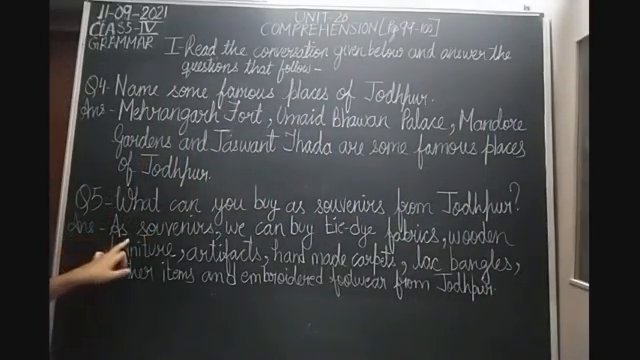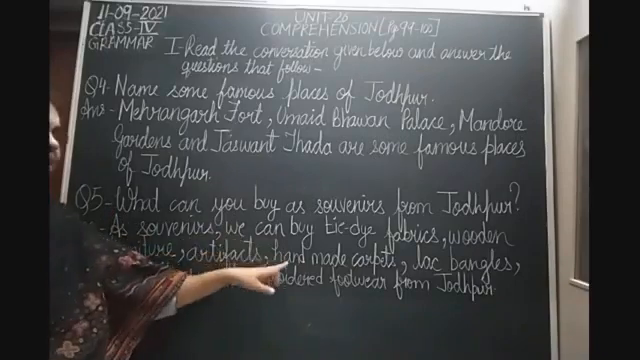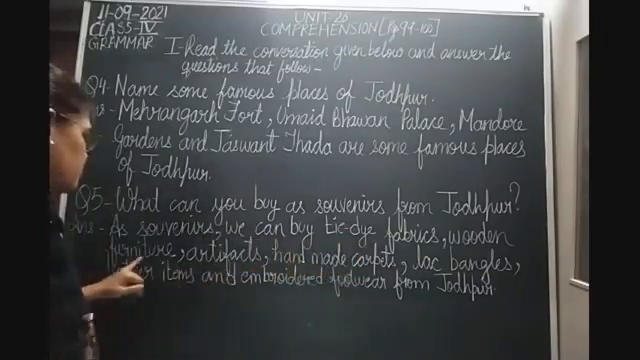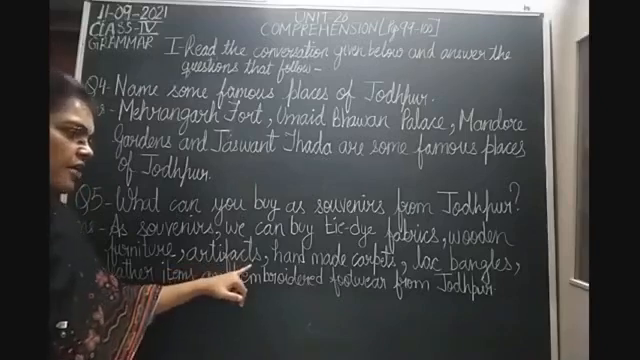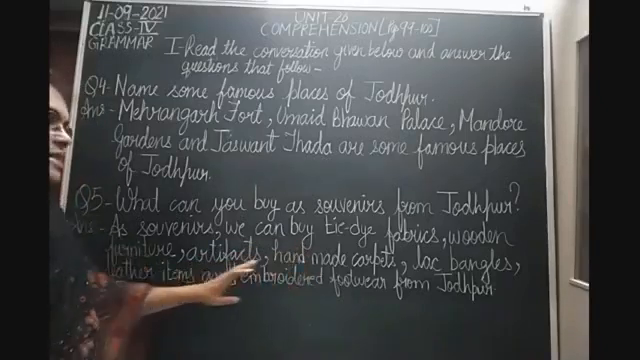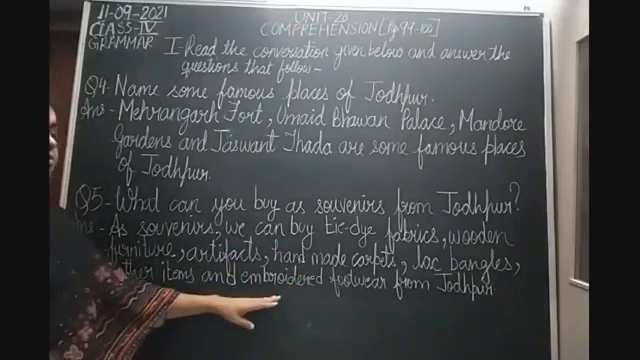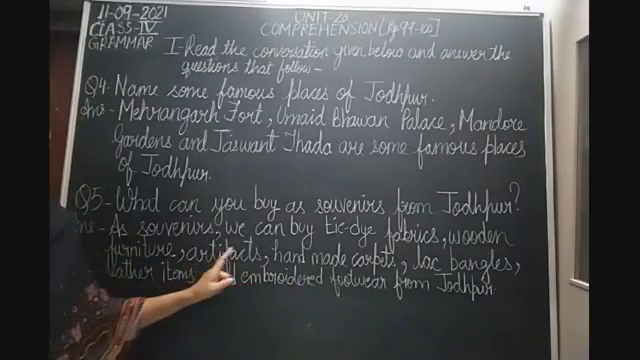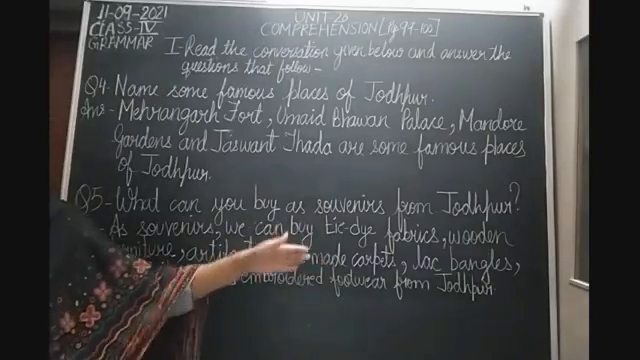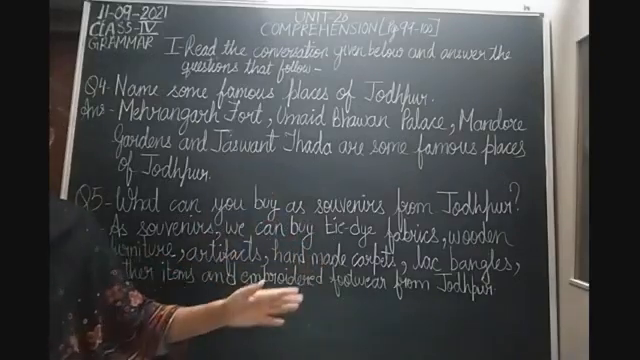The answer is, as souvenirs we can buy tie and dye fabrics, wooden furniture, artifacts, handmade carpets, lark bangles, leather items and embroidered footwear from Jodhpur. ये सब नाउन से बेटा इसीलिए कॉमन कॉमा लगा के हमने इनको अलग अलग किया है.